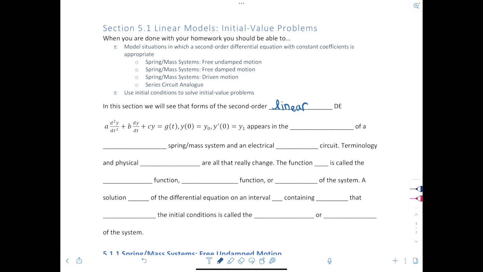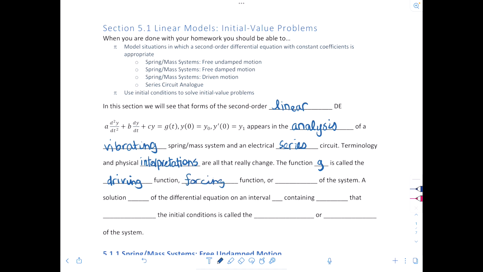Sometimes it's homogeneous, and then you'll often get some initial conditions. This will appear in the analysis of a vibrating spring/mass system and an electrical series circuit. Terminology and physical interpretations are all that really change. The function g is called the driving function, forcing function, or input of the system.